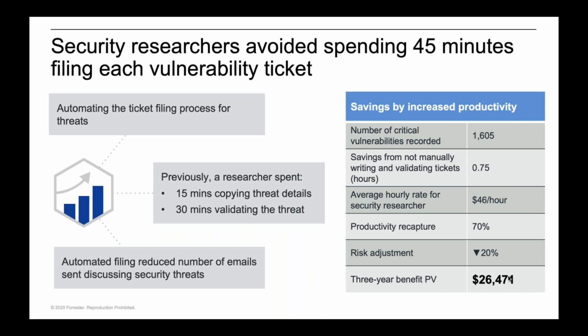And of the time savings realized, we assume that workers capture 70% of the productivity to rededicate toward additional work-based materials. Again, we applied a 20% risk adjustment to keep the analysis conservative.